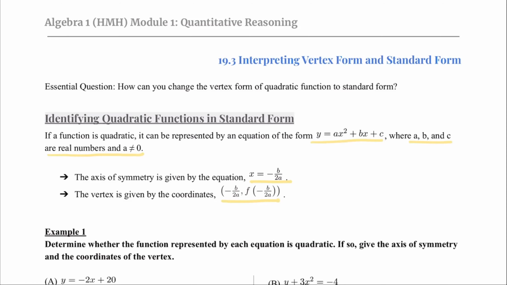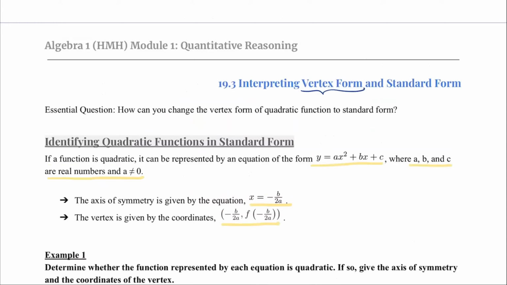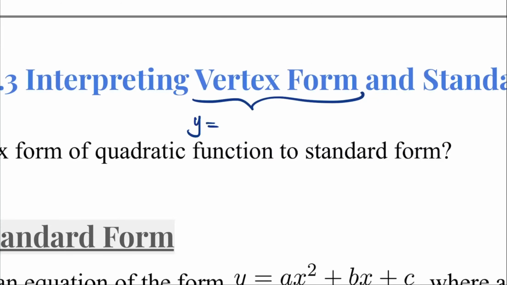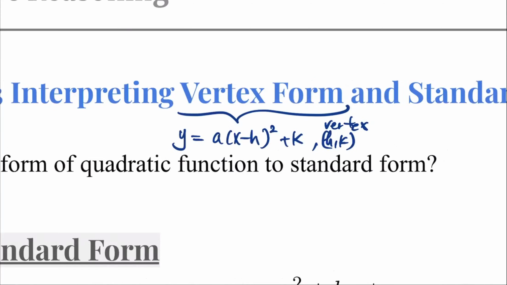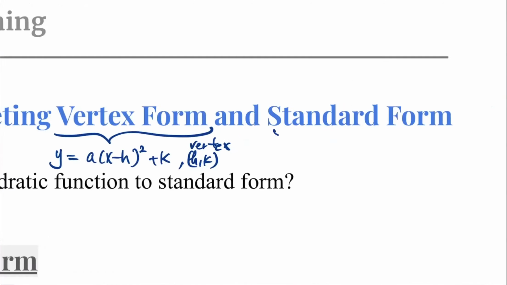The vertex form that we've been doing right here, that was y is equal to, or you could write that as f of x, as a times (x minus h) squared plus k, and then (h, k) was the vertex, right? And the standard form is y is equal to ax squared plus bx plus c.